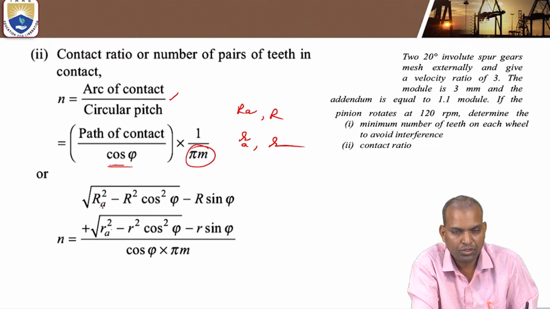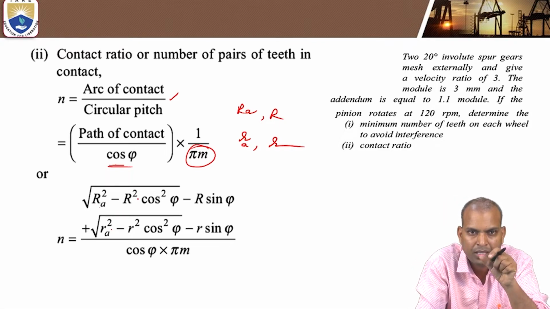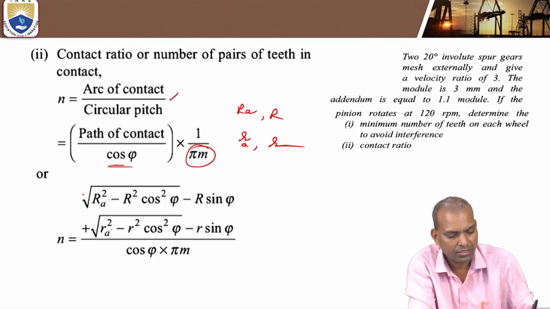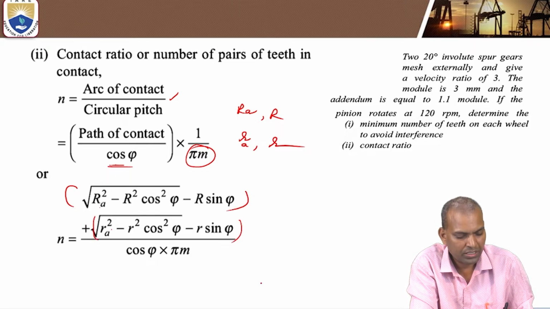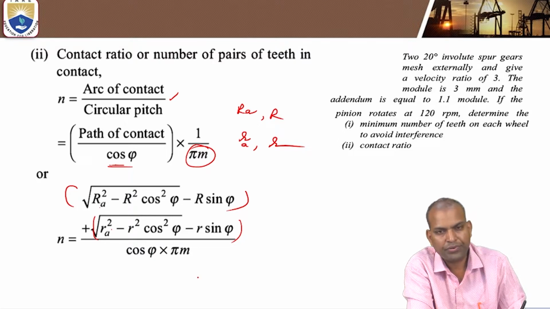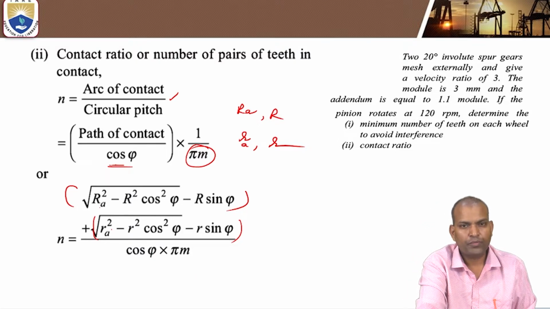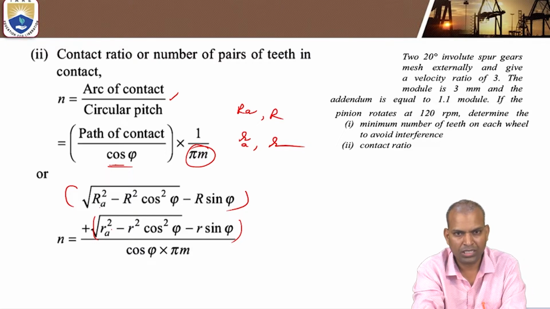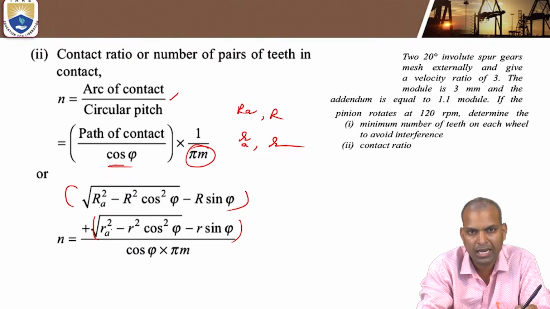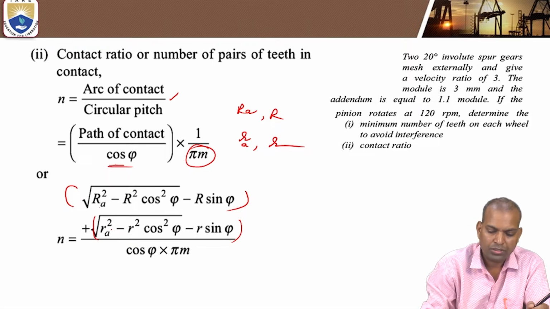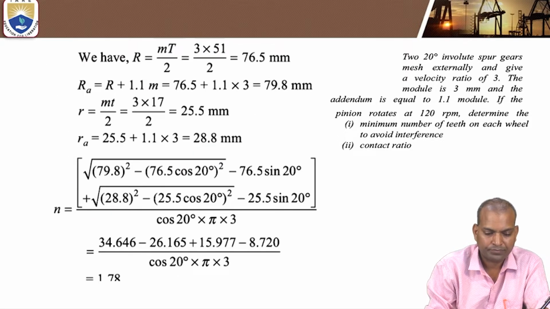What is the path of approach? That is under square root of RA square minus R square cos square phi, minus R sin phi, plus for the pinion, the recess, that is under square root of small ra square minus small r square cos square phi, minus small r sin phi. This is the sum, approach plus recess, by cos phi times pi m. So we need the values of the pitch circle radii of both gear and pinion and addendum circle radii of both gear and pinion.